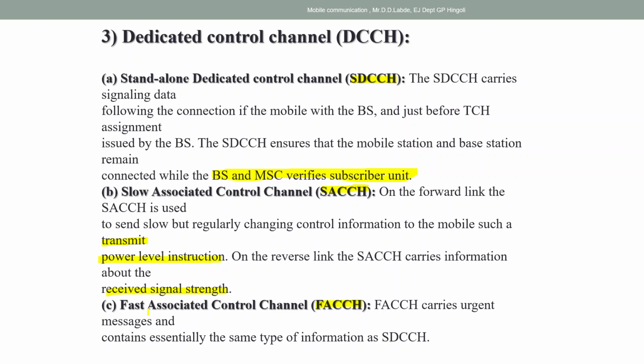Okay, now the last is the fast associated control channel, which is represented by FACCH. It carries urgent messages and contains essentially the same type of information as SDCCH, the standalone dedicated control channel, means it ensures that your mobile station and base station remain connected. Okay, this fast associated control channel is basically used for urgent messages or any urgent call used by your dedicated control channel.